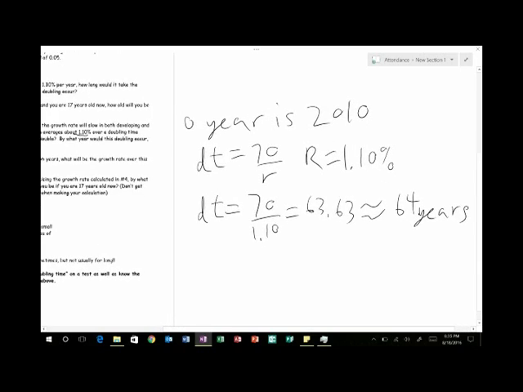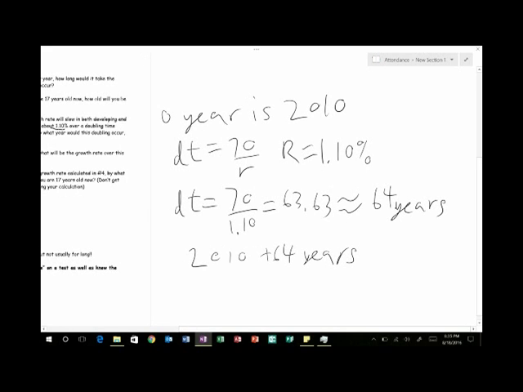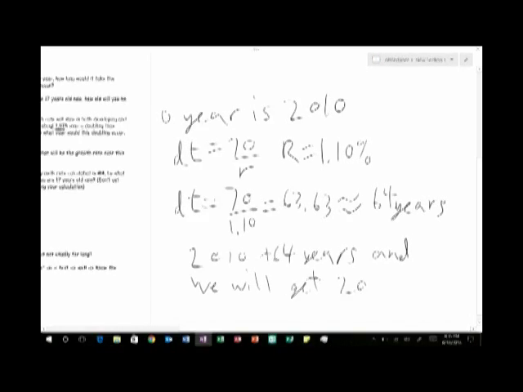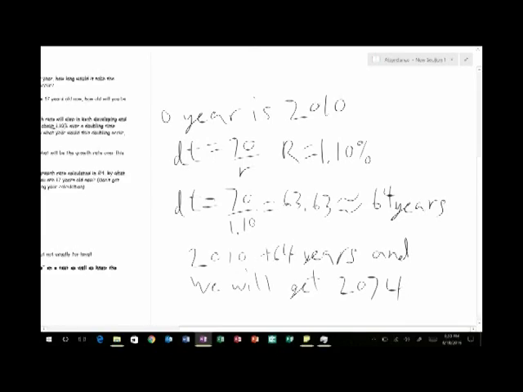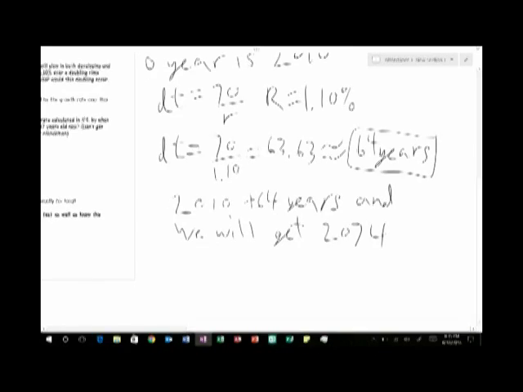Now, if this starts off in 2010 as our 0 year, we'll then add 64 years, and we will get the year 2074 as the final year. So we've solved 2 of the answers. So we have 64 years, and then we have 2074.